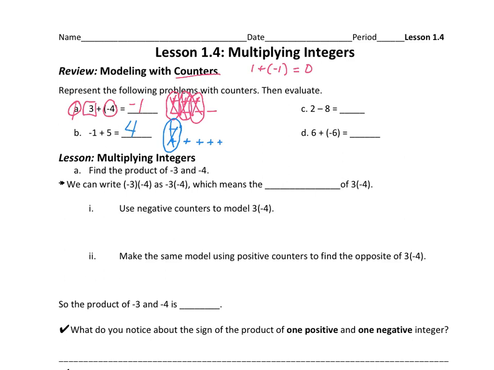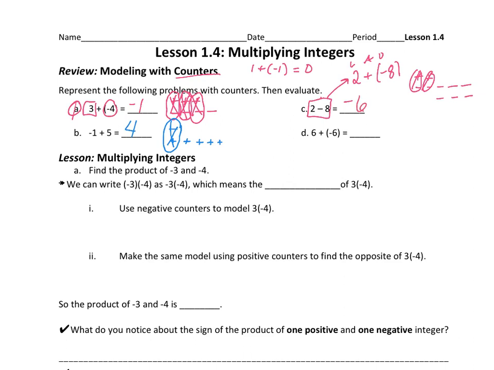Okay, letter C. For letter C, we have to make sure we change it first, because we can't do these problems with counters unless we have addition. But luckily we know how to change subtraction to addition. So we would leave, add, opposite, otherwise known as LAO. And we draw that, 2 positives and 8 negatives. Cross off your 0 pairs and you're left with 6 negatives, otherwise known as negative 6.